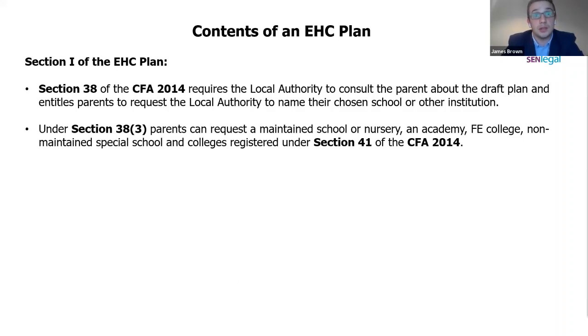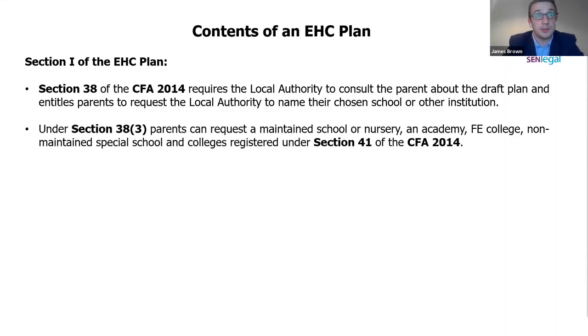And looking at the final point running through the content of the EHC plan. Once you get your EHC plan, you've got a draft copy of it. What you're going to get is the opportunity to put forward your choice of school to the local authority. Now, under Section 38 of the Children and Families Act, the local authority is required to consult the parent about the draft plan, and it gives you the entitlement to request a local authority to name your chosen school or other institution to be named in the plan.